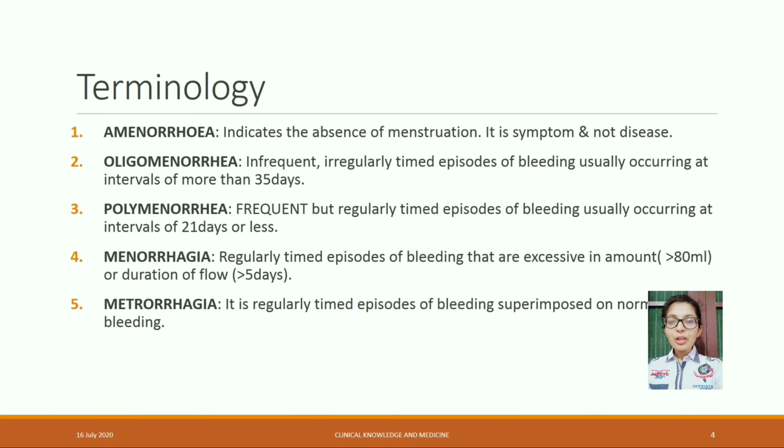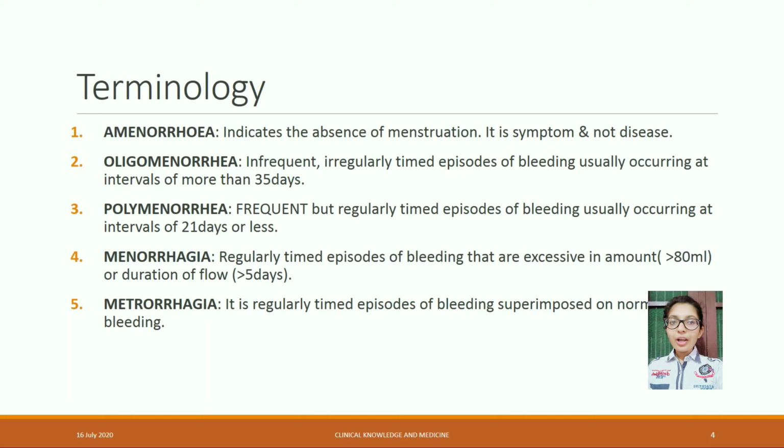There are some terms related to the menstrual cycle. Amenorrhea indicates the absence of menstruation. It is a symptom, not a disease. Oligomenorrhea: infrequent, irregularly timed episodes of bleeding, usually occurring at intervals of more than 35 days.